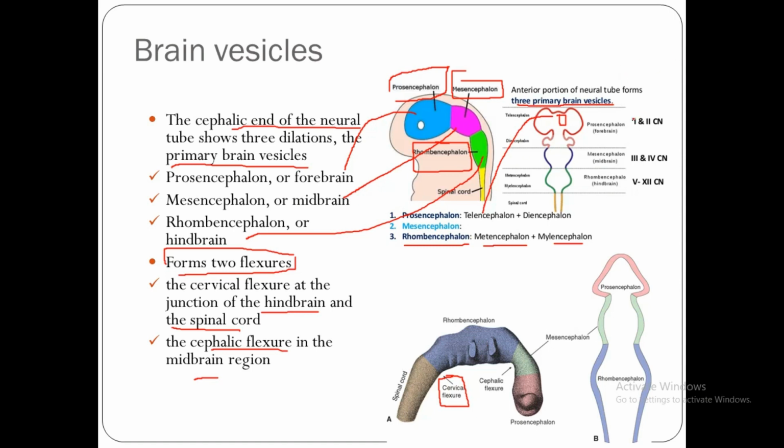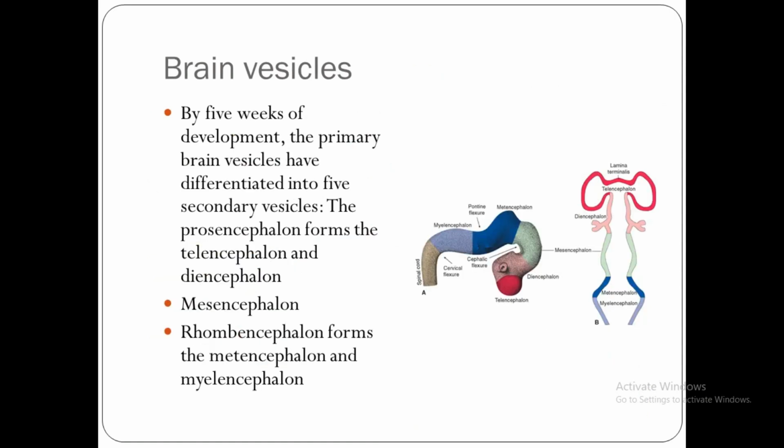You can see in this diagram some cranial nerves are written here. So we can presume that from forebrain only the first two cranial nerves are arising. From midbrain, third and fourth, that is oculomotor and trochlear, and from 5th to 12th all the cranial nerves are arising from hindbrain. So let's go back to the details of the formation of brain vesicles.